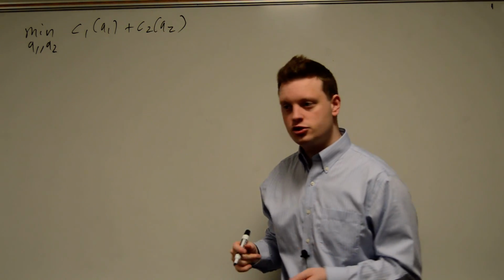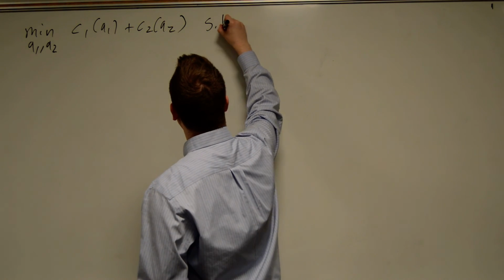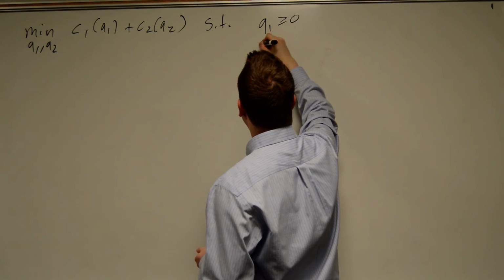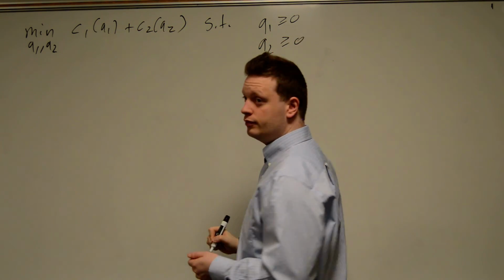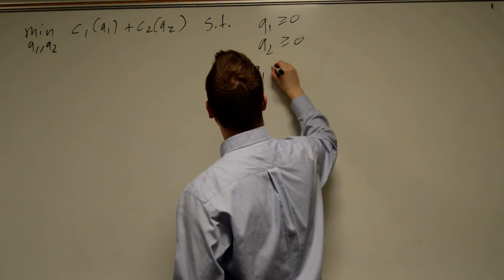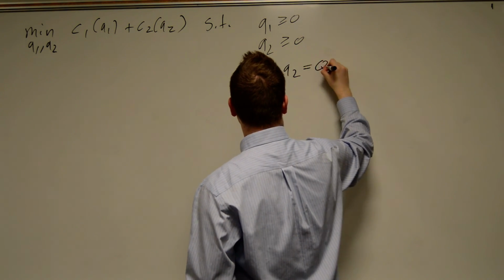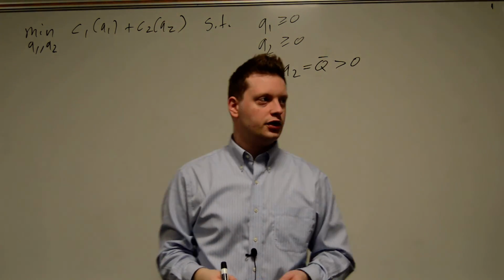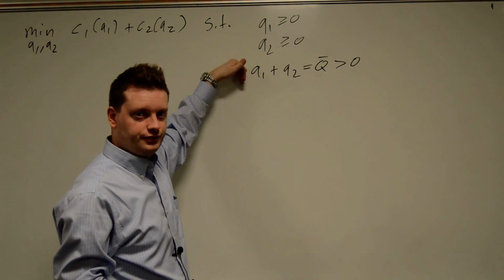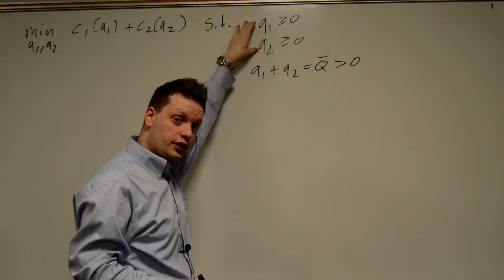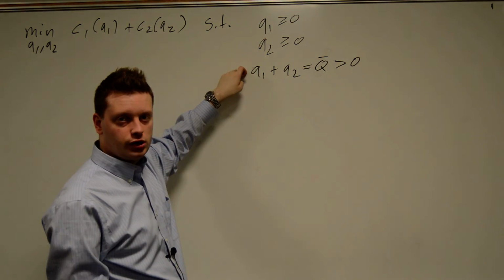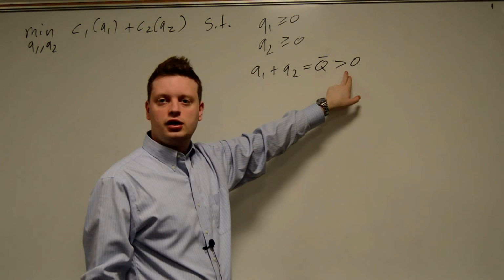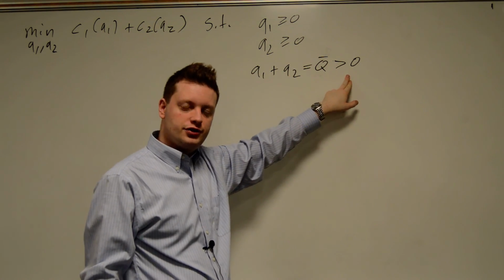And we have three constraints such that Q1 is greater than or equal to 0, Q2 is greater than or equal to 0, and Q1 plus Q2 is equal to Q bar, which is strictly greater than 0. So we have three constraints here, two inequality constraints and one equality constraint. Note that this equality constraint has a Q bar in it which is strictly greater than 0.